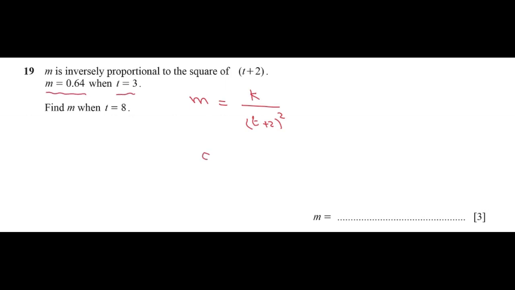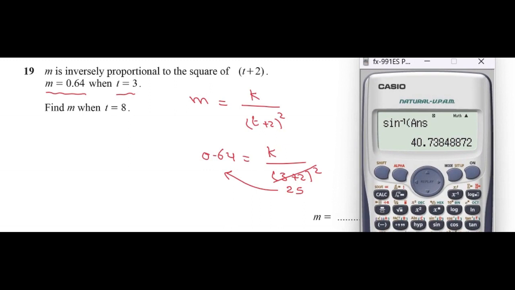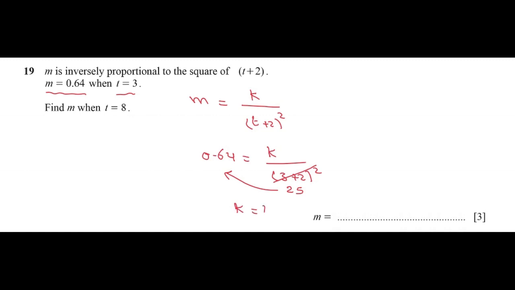m equals 0.64, k is the requirement, and t equals 3, so (3 plus 2) to the power 2. 3 plus 2 to the power 2 is equal to 25. We will solve it by multiplication, using a calculator: 0.64 times 25 equals 16. So k equals 16.